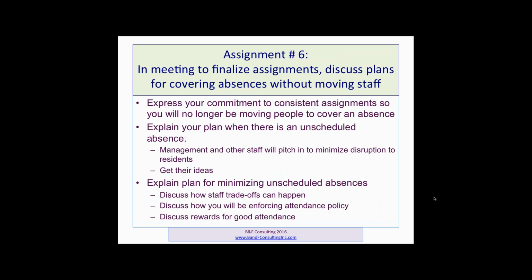By doing so, you reinforce your commitment to consistent assignment, and you help all staff step up in their accountability and their attendance. Explain your plan for minimizing unscheduled absences. Discuss how staff can trade off days. Discuss how you'll be enforcing the attendance policy and the rewards that you plan to offer for good attendance.